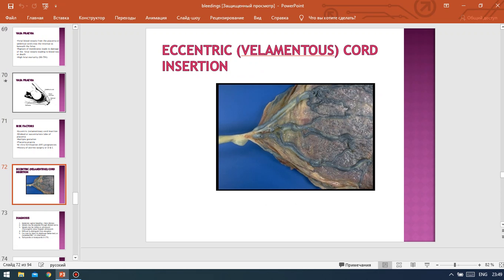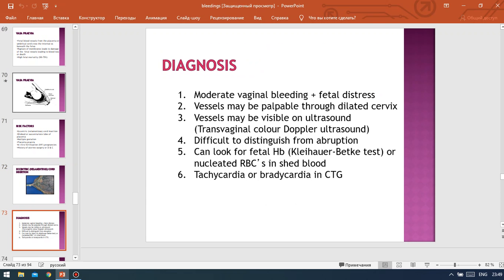Eccentric filamentous cord insertion. During ultrasound, we can check the situation and make the diagnosis. Diagnosis: moderate vaginal bleeding and fetal distress. During CTG, vessels may be palpable through a dilated cervix. In the first period of delivery, vessels may be visible on ultrasound, transvaginal color Doppler ultrasound, but it is difficult to distinguish from abruption.